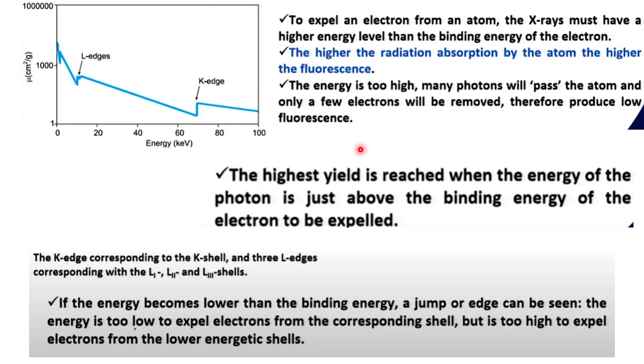To expel an electron from an atom, the X-ray must have, of course, a higher energy level than the binding energy of the electron. And the higher the radiation absorption by the atom, the higher will be the fluorescence. That is of course true. Higher will be the absorption, so there is much more chance to eject a greater number of electrons, and obviously then there will be a higher probability to get higher intensity of the fluorescence. If the energy is too high, then many photons will pass the atom and only a few electrons will be removed, therefore producing low fluorescence.